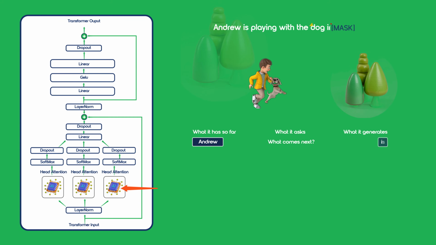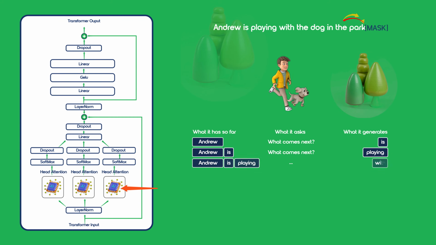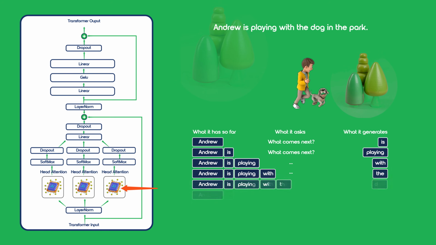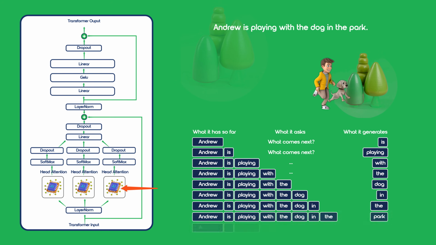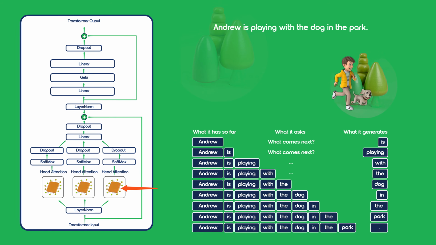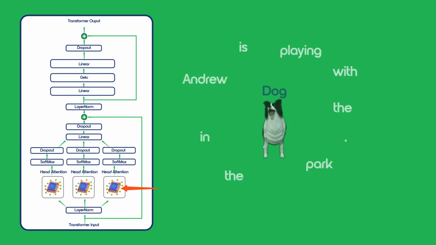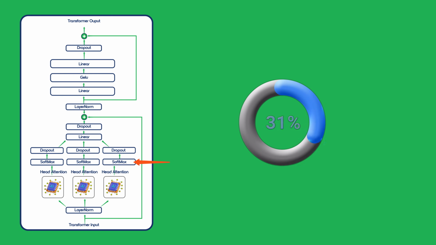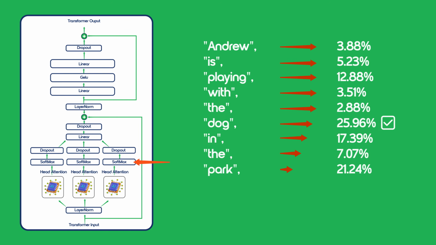GPT is an autoregressive model. That means it can only look at previous tokens, not future ones. Each token attends only to itself and those that came before it. For example, when processing the word dog, the model can look at "Andrew is playing with the", but not "in the park". The softmax function converts the raw output vectors into probabilities. All probabilities together sum up to 100%, which makes it easy to interpret them as likelihoods of each possible next token.